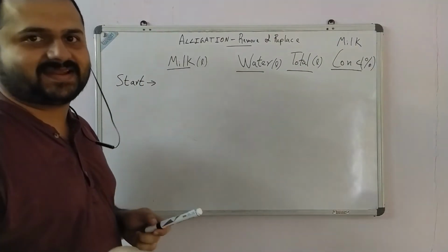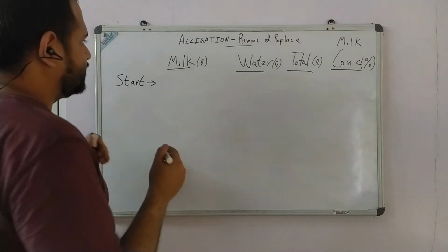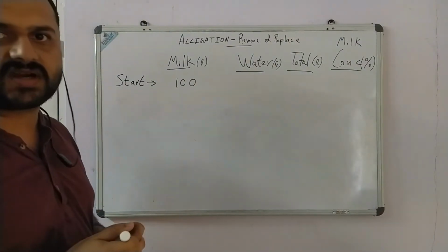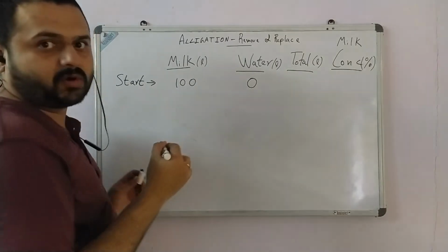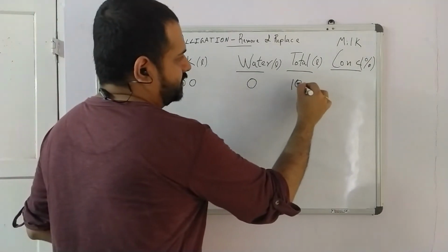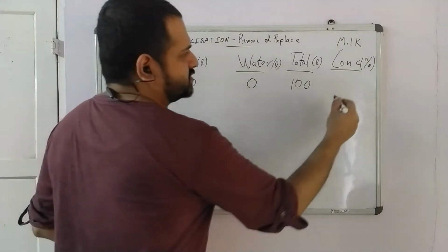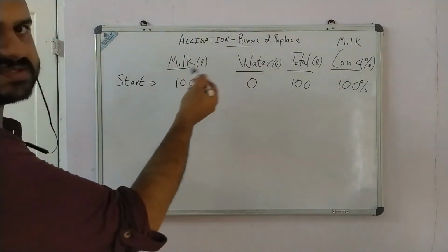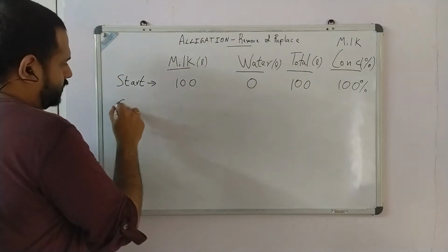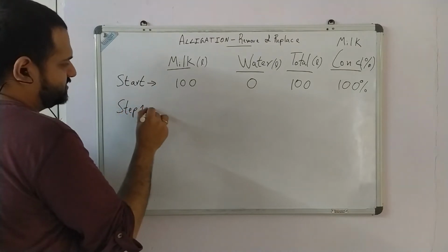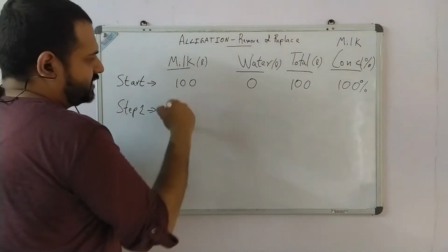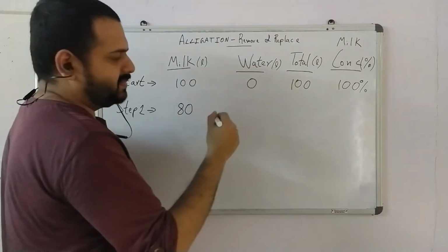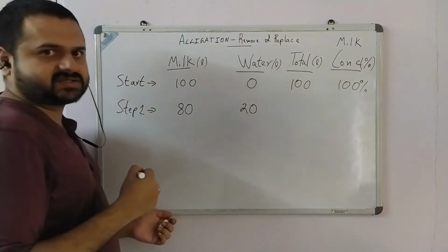Right, so like I said, let's take an example and understand this better. So I'm assuming that there are 100 liters of milk, right, to start with. Obviously the water is 0, correct? And the total volume is also 100 liters, and we have 100% concentration of milk, right? Because this is pure milk, there is no water here. Now, in step 1, what I do is I remove 20 liters of milk, right, and replace it with 20 liters of water, correct?